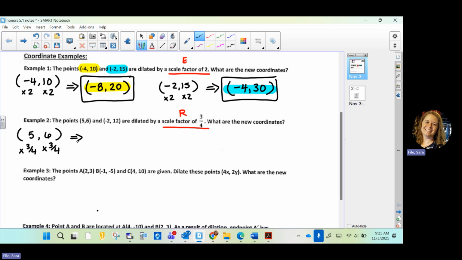If you struggle with fractions, when you multiply an integer by a fraction, you're multiplying the numerator by the number. So 5 times 3/4, we're just doing the 5 times 3, and then it's all over 4. So that becomes 15/4 for the x, and then 6 times 3 over 4 will become what?